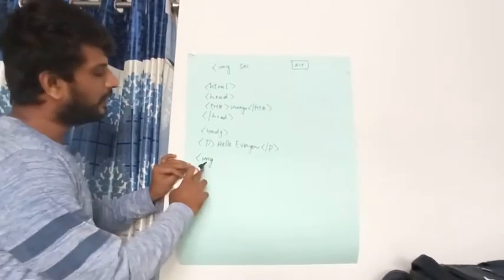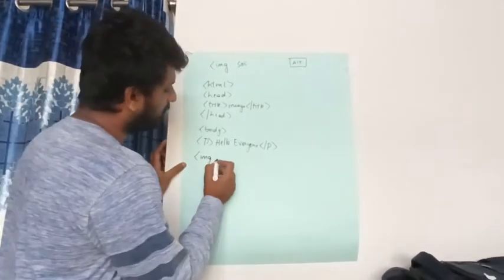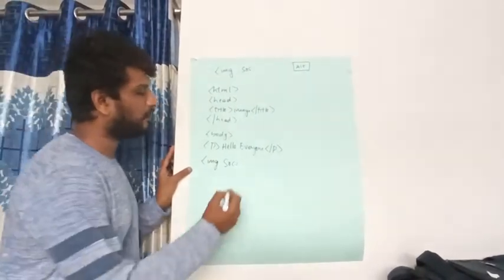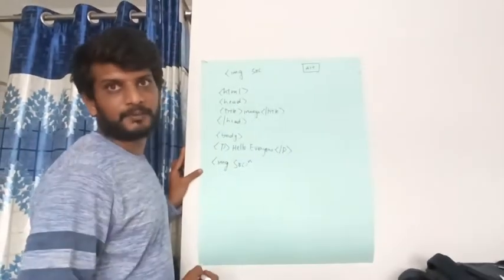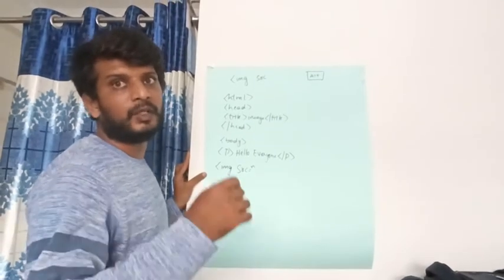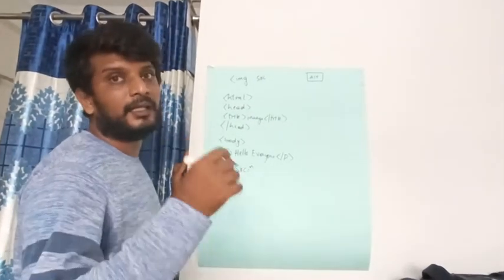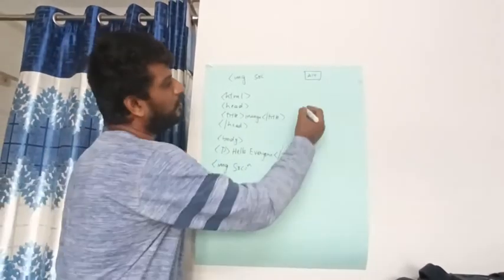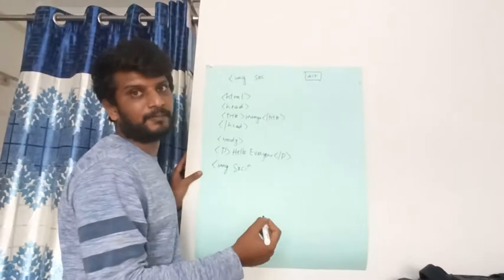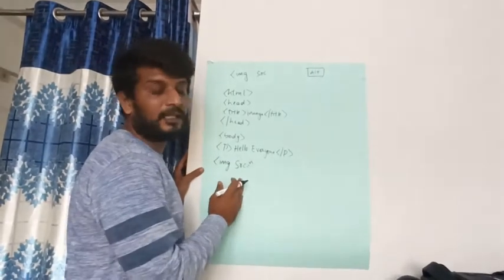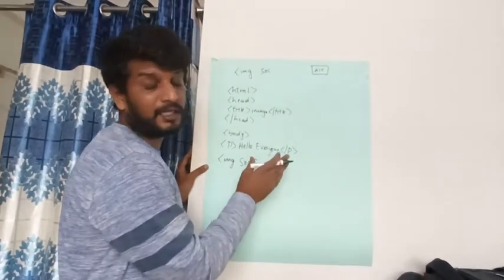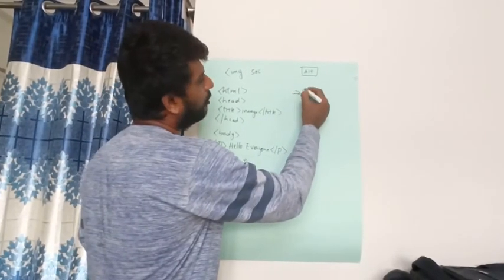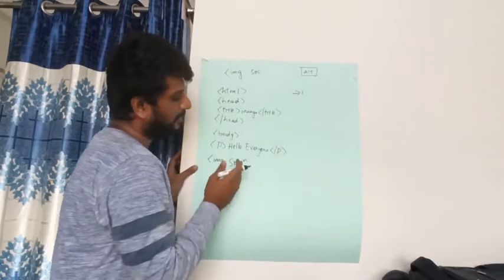After writing the img tag, you need to write src, source, is equal to, within the double quotes, you need to copy the link of the image or else the location of the image. Now if you want a particular image to appear, you need to paste the location of that particular image. Now let us consider you want to insert a particular image.